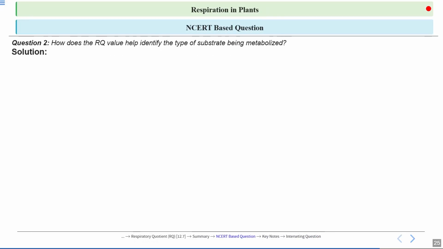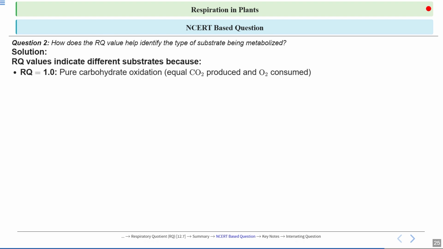Let's look at the answer. So the respiratory quotient value, what does it indicate? It indicates different substrates. Now how? For carbohydrates, if we talk about pure carbohydrate oxidation, the RQ value is 1 because equal volume of carbon dioxide is evolved and equal volume of oxygen is consumed. So the ratio is 1. If we talk about fat oxidation, the RQ is 0.7. More oxygen is needed due to higher hydrogen content.